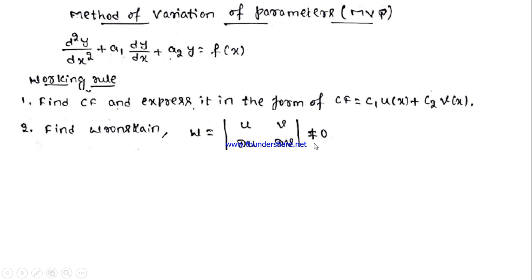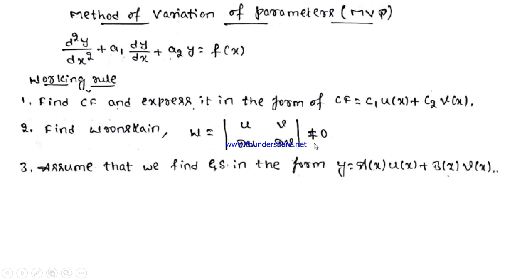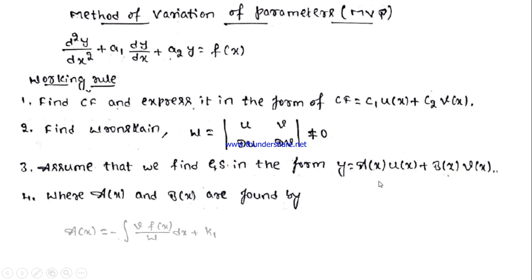Once it is not equal to 0, we can find the solution of this differential equation in the form y equal to au plus bv. Observe this carefully. This looks exactly similar to your complementary function, where in the place of c1 I have written a and in the place of c2 I have written b. That is, I have just changed the constants into variables, and that is what is called the method of variation of parameters. Now, how do you find the value of a and b? It is found through these two formulas.